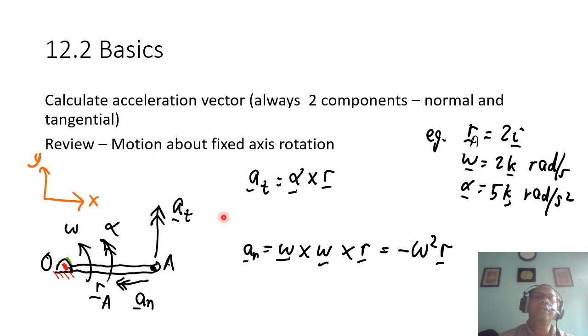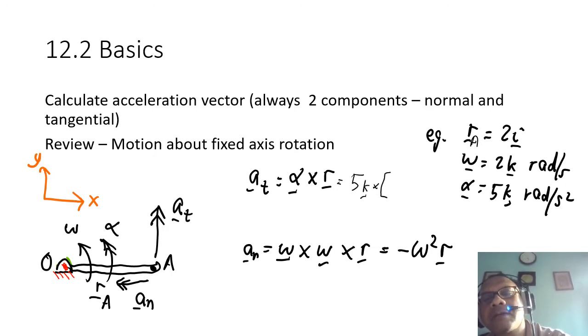So here AT equals alpha cross R. So we can now substitute the values. Alpha, we know what alpha is. Alpha is 5k. And then what is R? R is 2i. So we have the answer k cross i is j, so 10j. So the answer is the tangential acceleration is 10j meter per second squared.